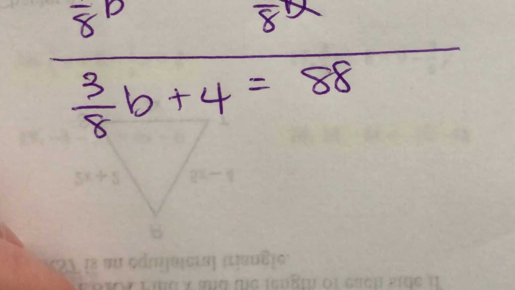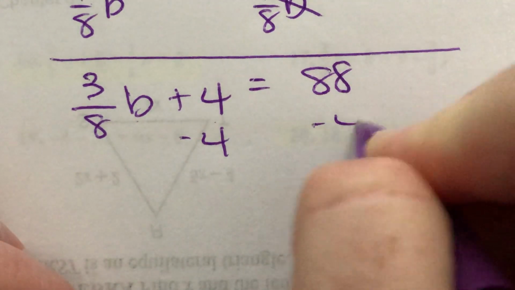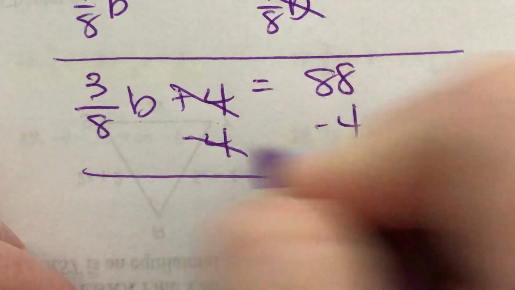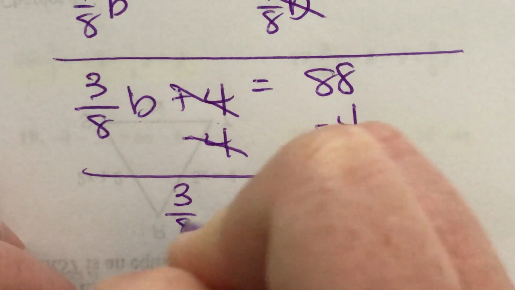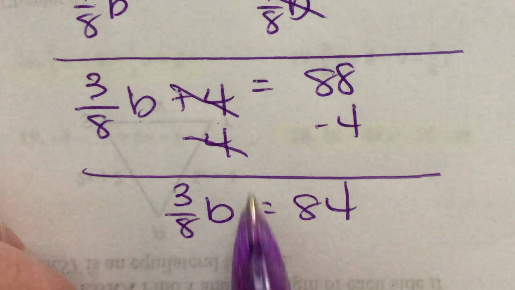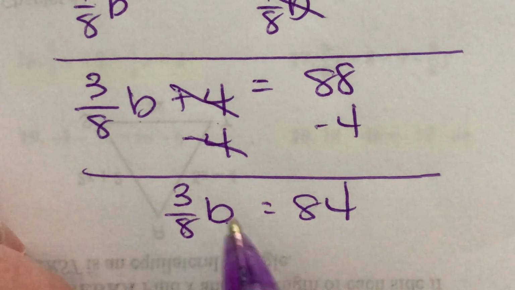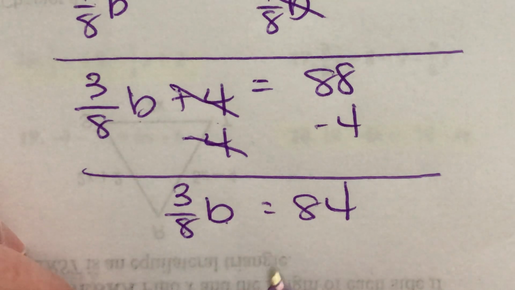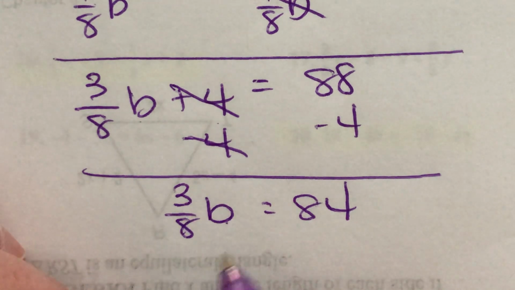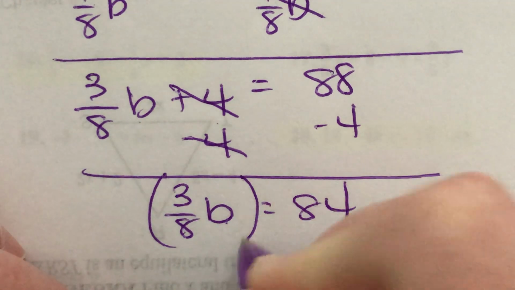There's stuff on the other side of this paper, sorry. To get b alone, I need to get rid of this 4, so I'm going to subtract 4 from both sides of my equal sign. 3 over 8 b equals 84. And then once I'm down to just this, where I have my variable with a fraction in front of it, this is being multiplied together, 3 over 8 times b. So to get rid of this times 3 over 8, we would divide by 3 over 8, right?